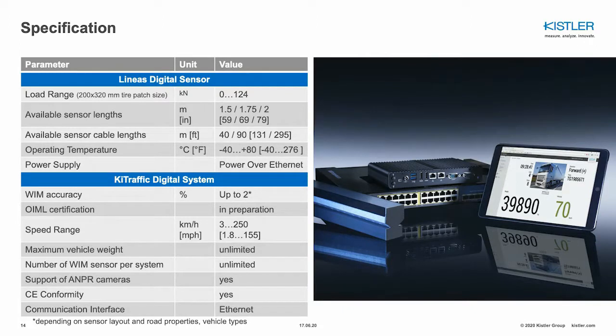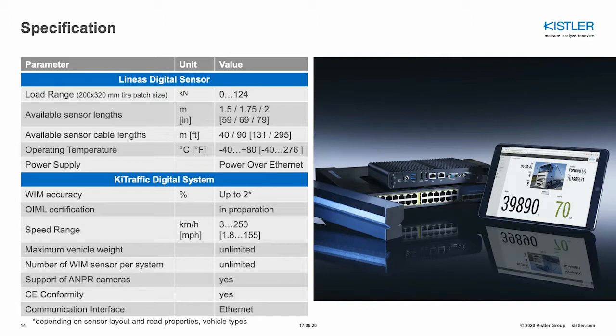later on this year. The speed range within which you can use the KiTraffic Digital system is from 3 to 250 kilometers per hour. At the lower end, we have to say that static measurements are not possible with KiTraffic Digital, and at the upper end, there's basically no limits for the signal processing.